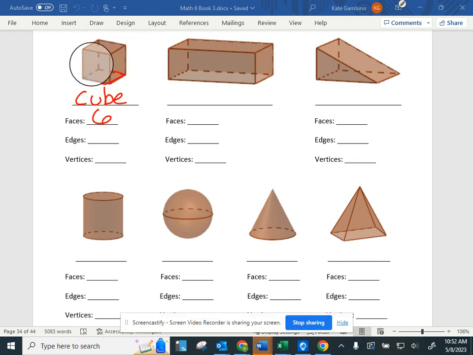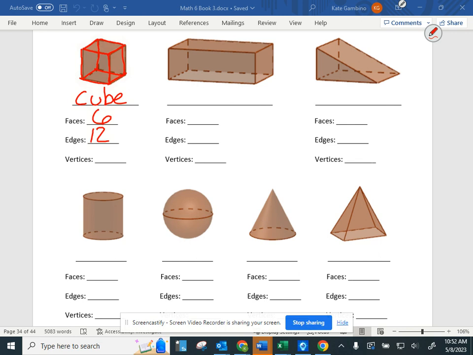Now we need to count how many edges. 12. So do we count each dash separately? No, that dash is a line. So that's 1, 2, 3, 4, 5, 6, 7, 8, 9, 10, 11, 12. So there are 12 edges.